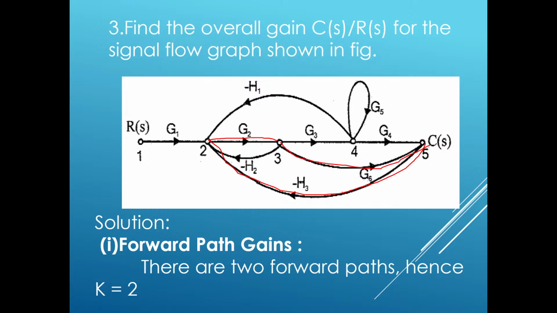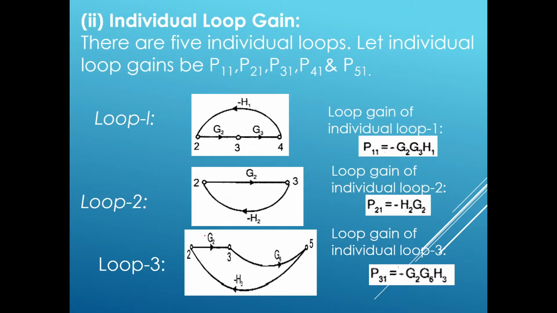Total how many did we get? Total 5 loops we have got. There are total 5 individual loops. So here I might have written, did I write? Yeah, I have written 5 individual loops.